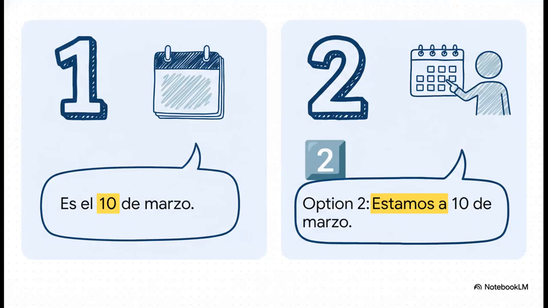Remember how there were 2 main ways to ask for the date? Well, it kind of makes sense that there are 2 common ways to answer as well. You can say, es el 10 de marzo, which literally means it is the 10th of March. Or you can use estamos a 10 de marzo, which really lines up well with that conversational question we saw earlier. The best part? They're both perfectly correct.